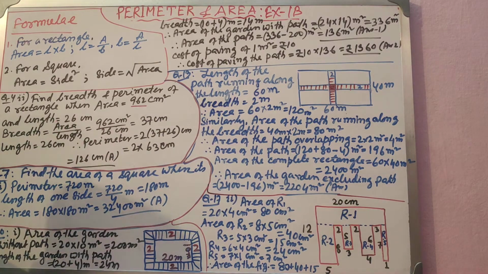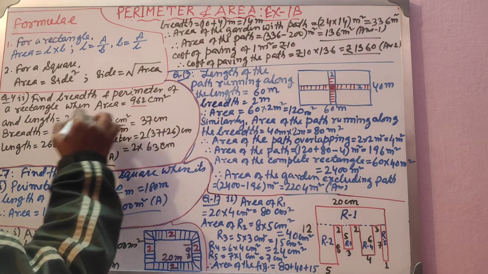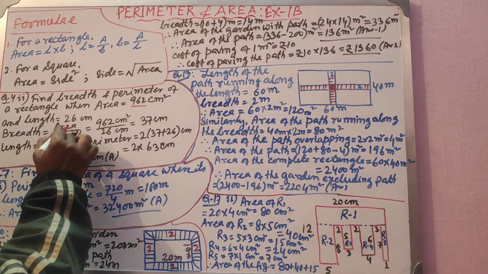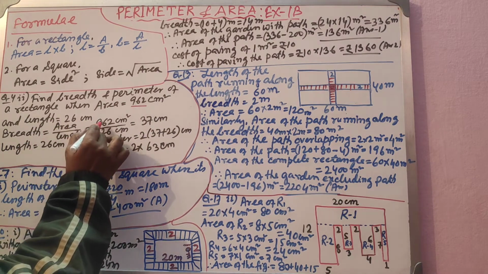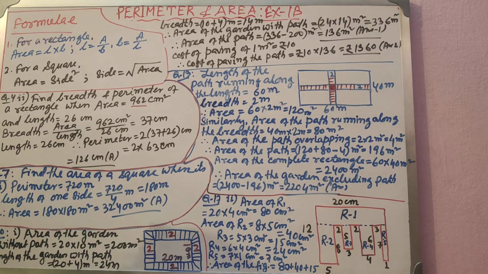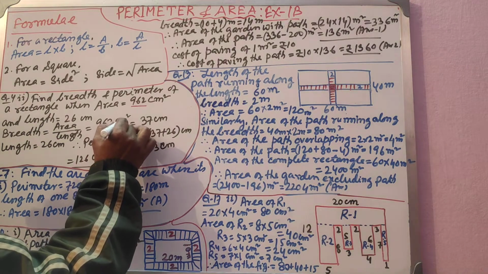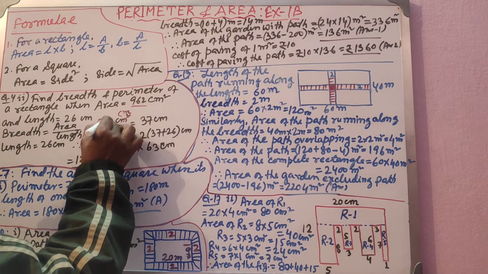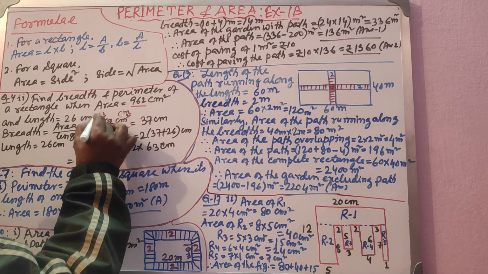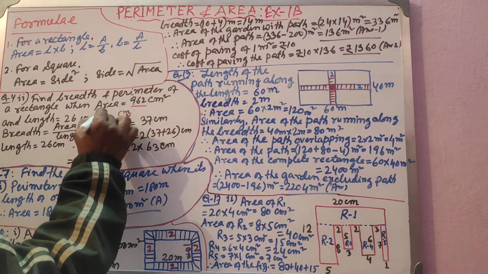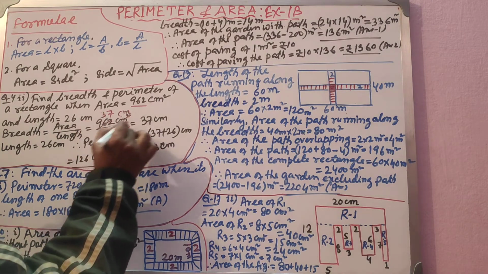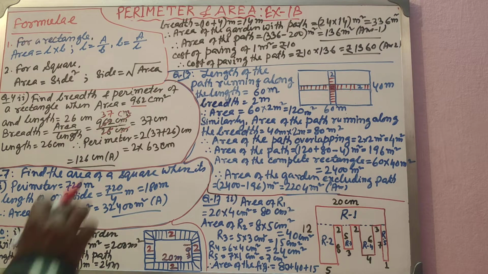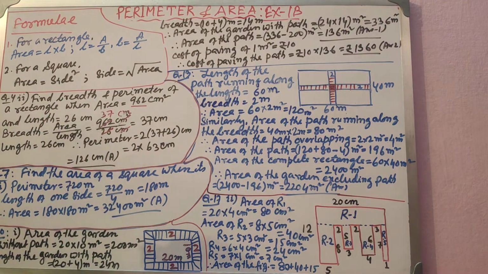So definitely, length is given, breadth will be area divided by length: 962 divided by 26 centimeter square. The centimeter will cancel, and it will become centimeter only. And if you divide, you will find 37 centimeters. So breadth you can find out is 37, and length already was 26 centimeter.